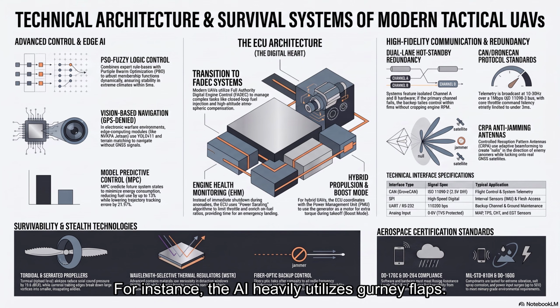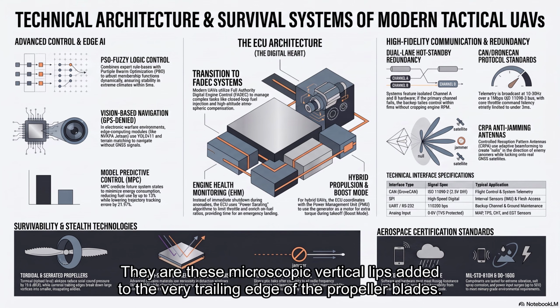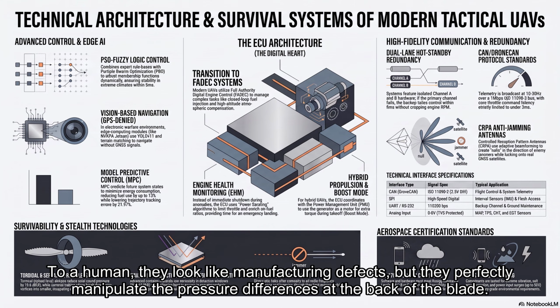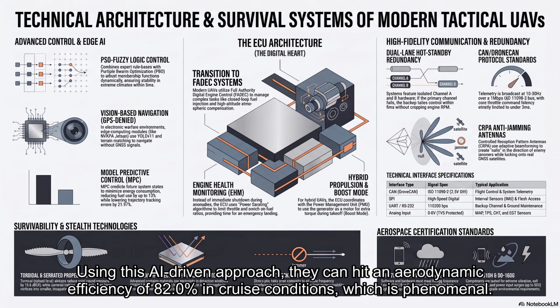For instance, the AI heavily utilizes Gurney flaps. What are those? They are these microscopic vertical lips added to the very trailing edge of the propeller blades. To a human, they look like manufacturing defects, but they perfectly manipulate the pressure differences at the back of the blade. Using this AI-driven approach, they can hit an aerodynamic efficiency of 82.0% in cruise conditions, which is phenomenal.